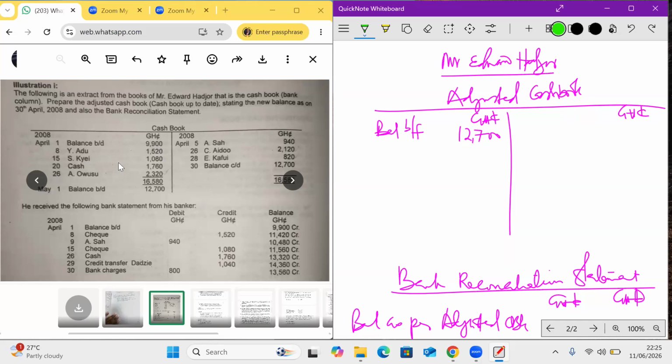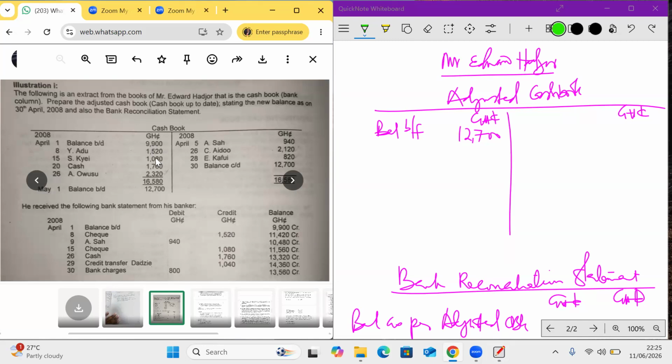If we don't see the figure there, then we ask ourselves, the figure is in the cash book, why is it not in the bank statement? Is that an error affecting the bank statement or not? If it's affecting the bank statement, then we ask what book is used to correct the bank statement. Then we make the necessary changes. Are we okay? So Why Edu, 1,520. Is the figure there on the credit side? Yes, it is there.